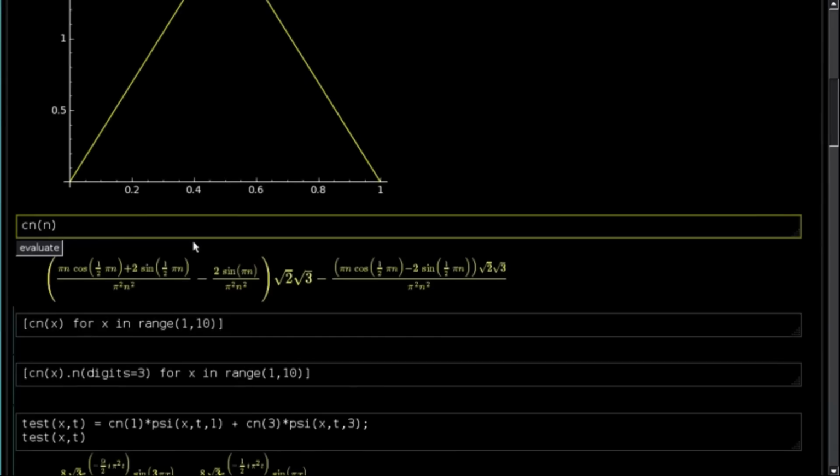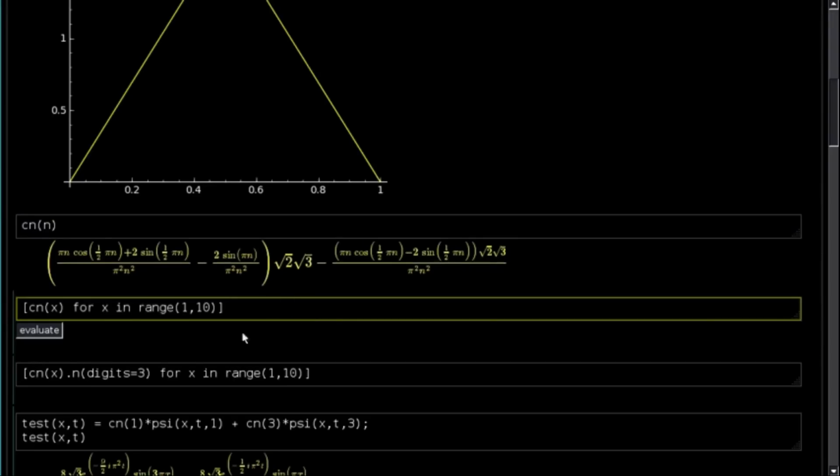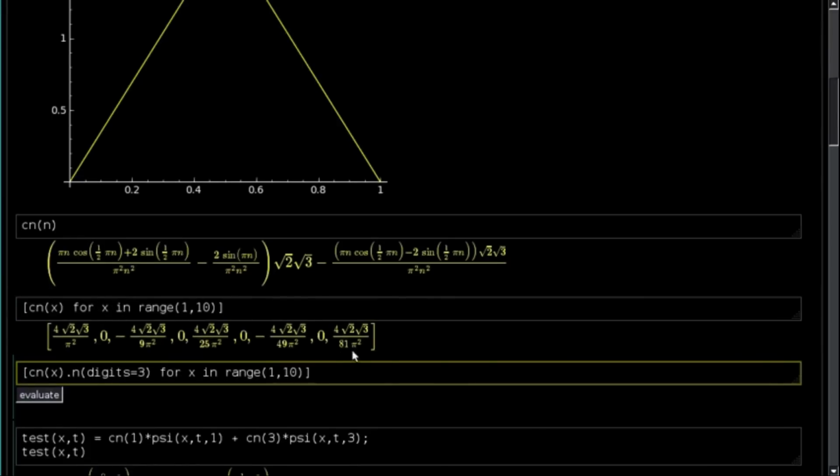If I scroll down a little bit, we can evaluate c of n. This is what you would get if you plugged into that integral that I just wrote on the last slide. You can make a list evaluating c of n for n going from 1 to 10, and this is what you get. You get these sorts of expressions. 4 times square root of 6 over pi squared, or minus 4 root 6 over pi squared divided by 9, 4 root 6 over pi squared over 25, 4 root 6 over pi squared over 49. You can see the sort of pattern that we're working with. Some number divided by an odd number squared.